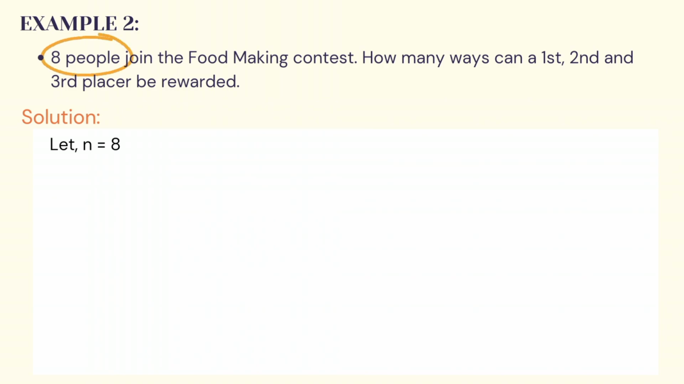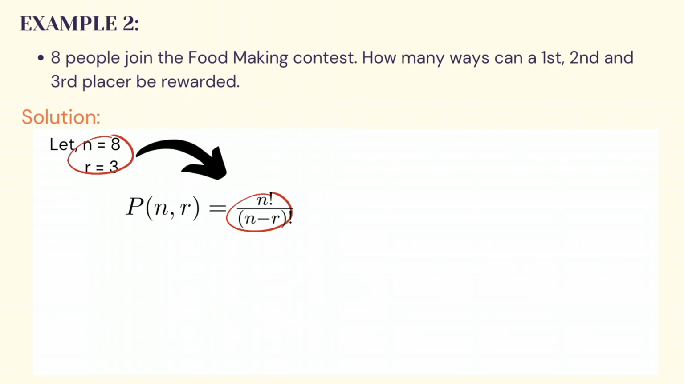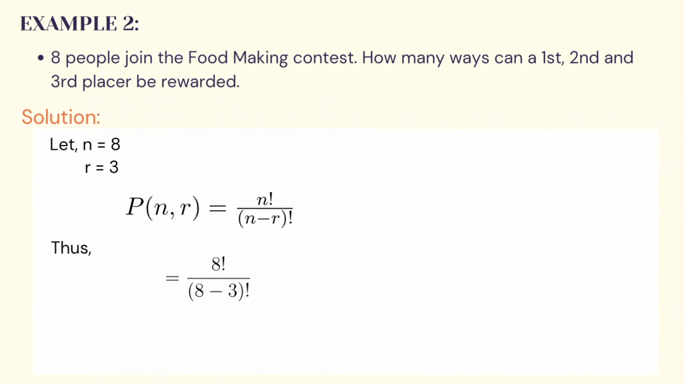Then since we need the first, second, and third placer, r will be equal to 3. Apply the formula. By substitution, substitute the variable n with 8 and r with 3. We will have P equals 8 factorial all over the quantity 8 minus 3 quantity factorial. Get the difference of the value in the denominator, which is 8 and 3. We will have 5. Thus, 8 factorial all over 5 factorial.